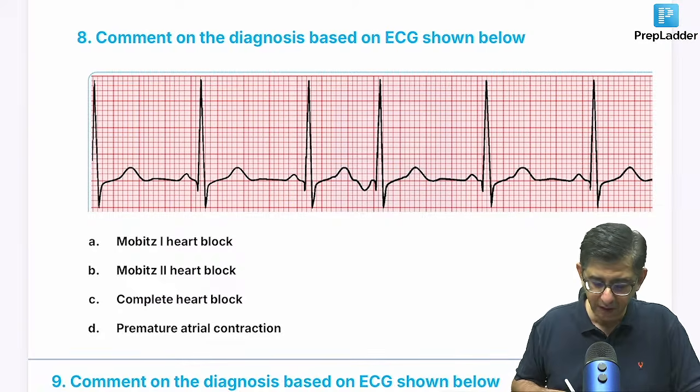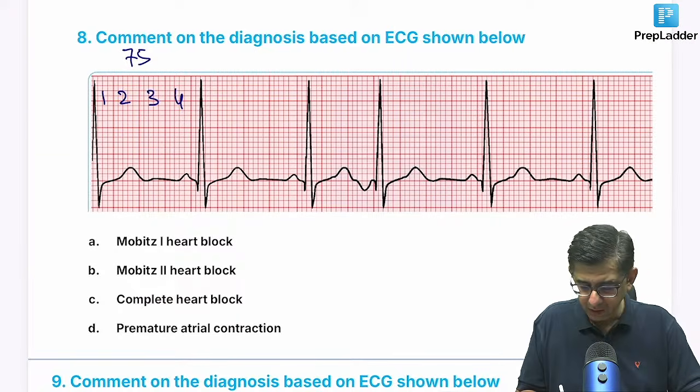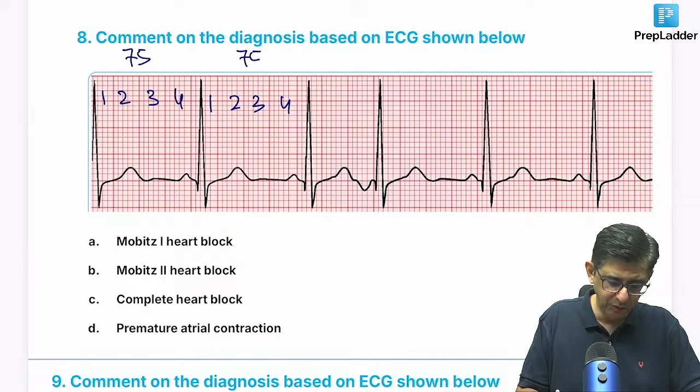So let's do the heart rate evaluation in this case, as we always do. The heart rate is doing pretty fine, about 75 beats per minute. Even if I scroll here, 3, 4 something, so the heart rate is doing good, 75.